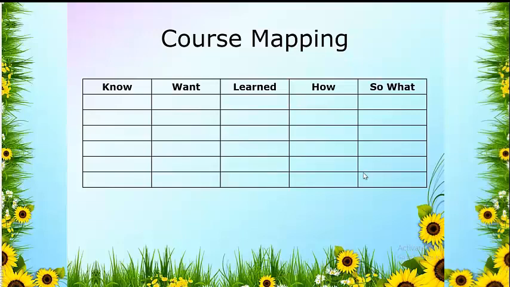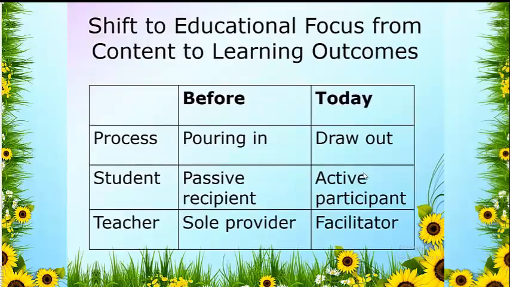So in this course mapping matrix, we have there know, want, learn, how, and so on. So we have to list what the student already knows, then what they want to know, then in the column learn, what they learned, how they learned it, and why there's a need for learning it.